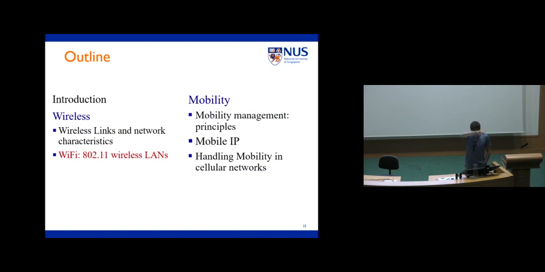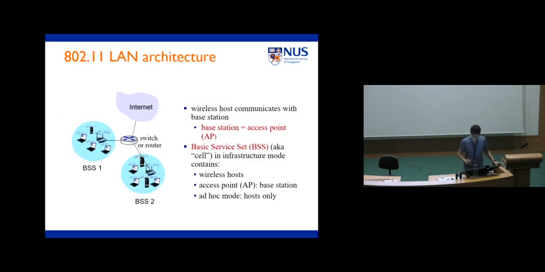Now that was some background about wireless links, wireless network characteristics, and the difficulties of wireless transmission. Now we see over a concrete example, specifically Wi-Fi, how we address some of these challenges. But again, some terminology first, more like the architecture.